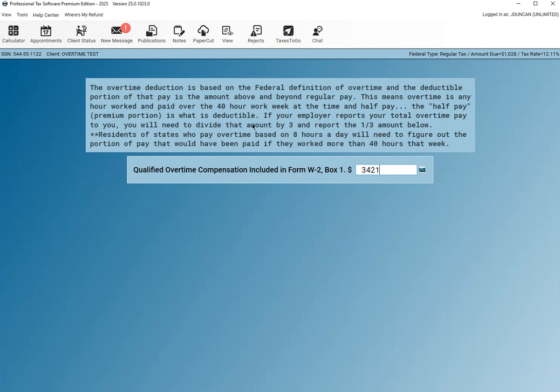Because this says, if you read it closely, the overtime based federal deduction pay and the amount beyond regular pay. This means overtime is any hour worked over the 40 hours in the work week at time and a half. The half pay premium portion is what is deductible. If your employer reports your total overtime pay to you, you will need to divide that amount by 1/3. So this is the deductible amount that you actually get to write off.